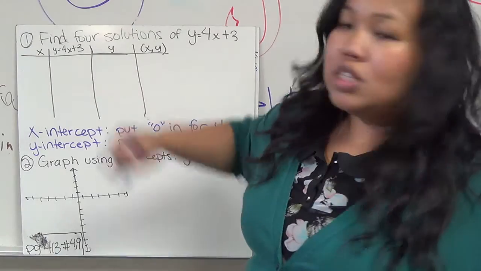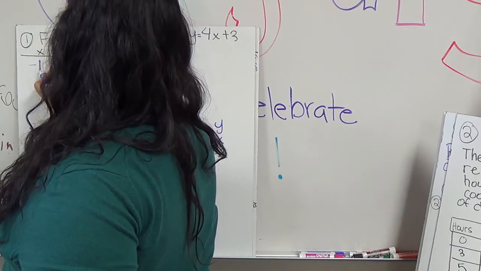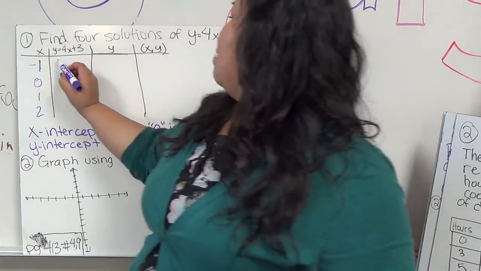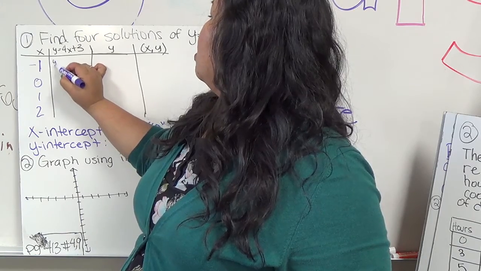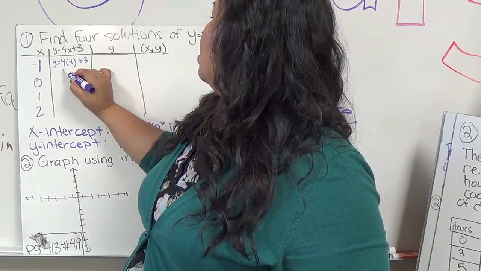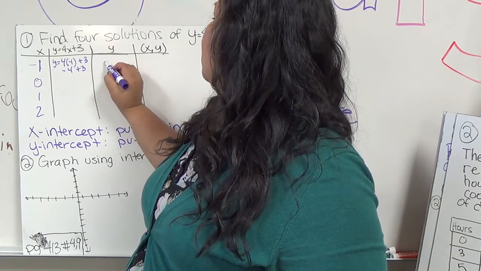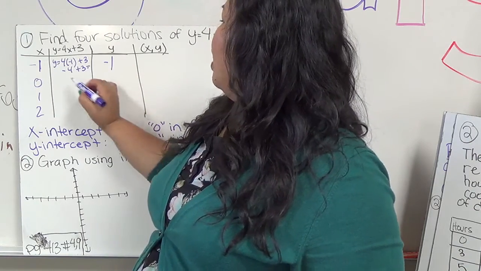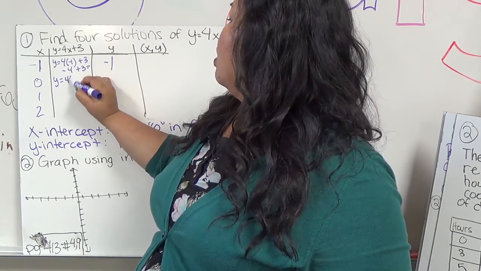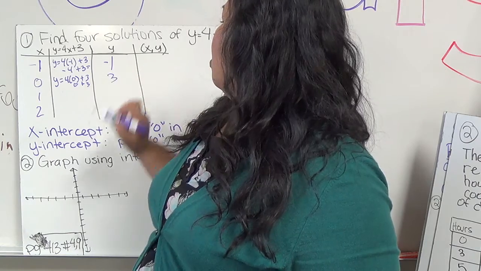So here it gives us a function, y equals 4x plus 3. So I'm going to choose 4 solutions. I'm going to choose the typical -1, 0, 1, and 2. Okay? I'm going to plug it in. So y equals 4 times -1 plus 3, which is -4 plus 3. -4 plus 3 is -1. Okay? I'm going to do that same thing with all of them. y equals 4 times 0 plus 3. This would be 0 plus 3, which gives me 3.